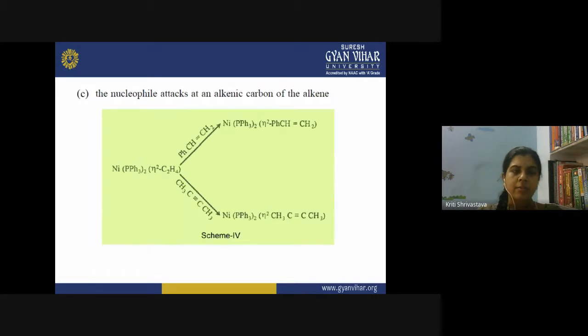Then we have a nucleophile that attacks at an alkenic carbon of the alkene. So the alkenic carbon is the carbon that is present in the alkene ligand. So attack takes place on the ligand itself. So here you can see the ligand itself is totally replaced by the incoming ligand, and again when the CH3C triple bond C, some substituted acetylene molecule, comes in, it also gets inserted inside the complex in place of this alkene molecule.